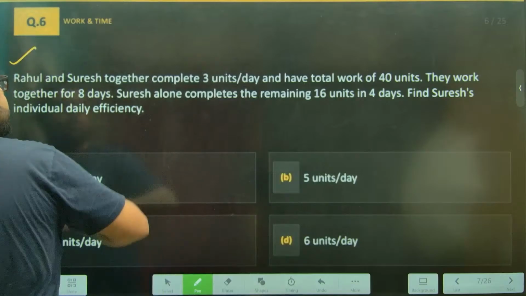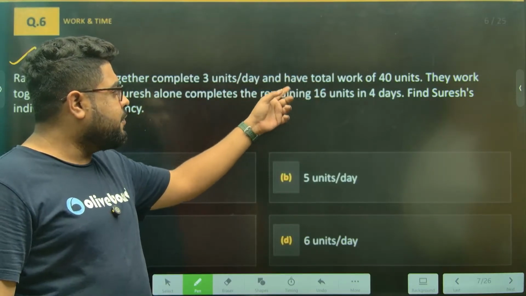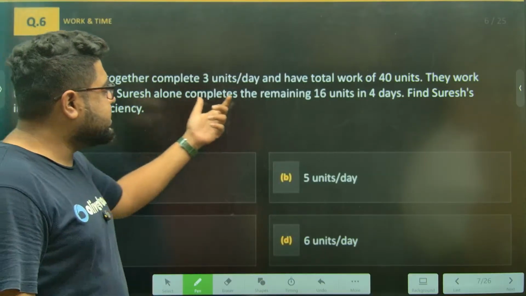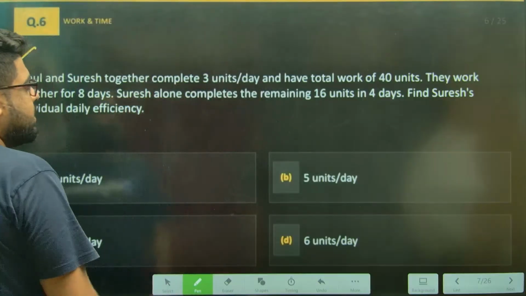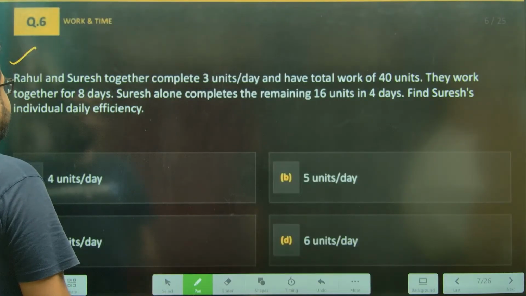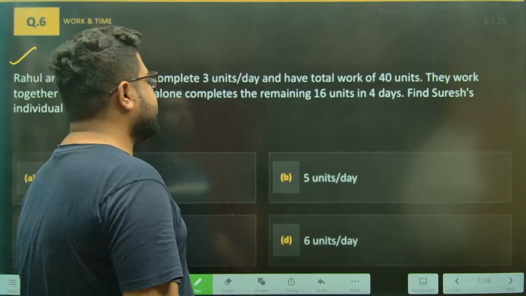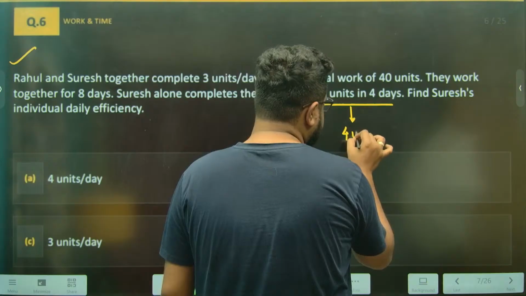Rahul and Suresh together complete 3 units per day and have to work for a total work of this. They work together for 8 days. Suresh alone completes the remaining 16 units in 4 days. Find Suresh's individual work efficiency. It's very simple, sir. 16 units in 4 days, meaning Suresh can do 4 units per day.